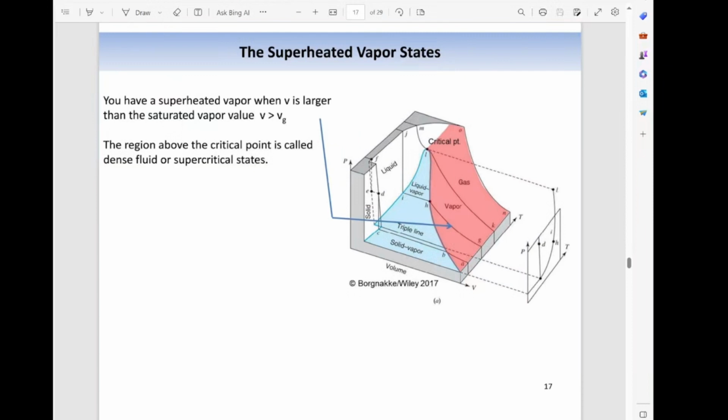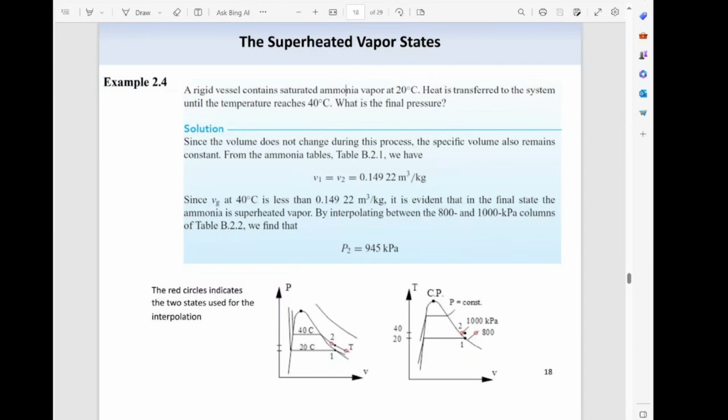Looking at the superheated vapor states, essentially we have this superheated vapor when V is larger than the saturated vapor value or vapor line. Okay, the region above the critical point is called the dense fluid or supercritical states. And superheated, of course, is just when you have a vapor that's being heated beyond its saturation temperature. Okay, and of course this is this area here, this surface or region defined with the red in this diagram. Okay, we'll look at example 2.4.